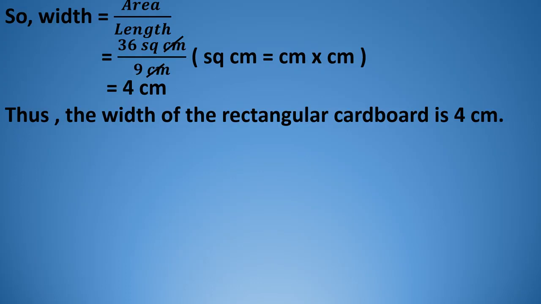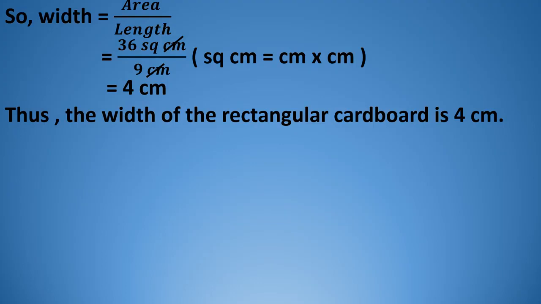So we will cut 1 centimeter by 1 centimeter. So what is left then? Only 1 centimeter. Okay, so 9 fours are 36. Answer is 4 centimeter. Thus the width of the rectangular cardboard is 4 centimeter.